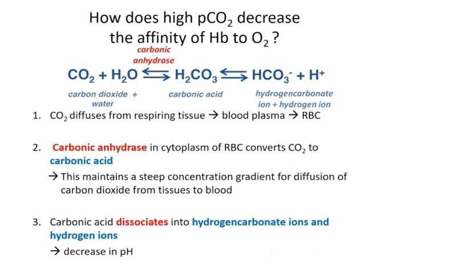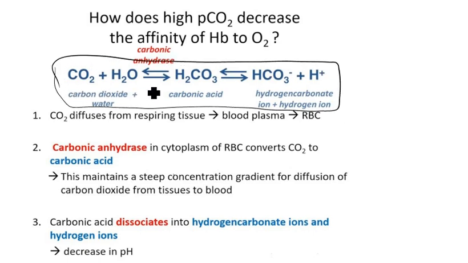Now let's look at how this high CO2 decreases the affinity of hemoglobin to O2. Look at this formula here. Don't bother about it, it's not that difficult. Let's interpret the formula so you understand. Remember we asked how high carbon dioxide concentration decreases the affinity of hemoglobin to oxygen. Here, this is the carbon dioxide, and it reacts with water.